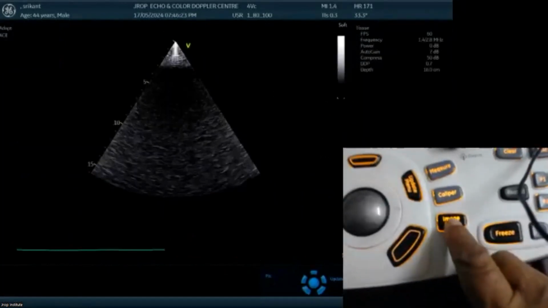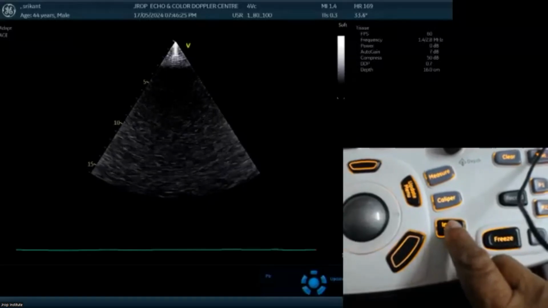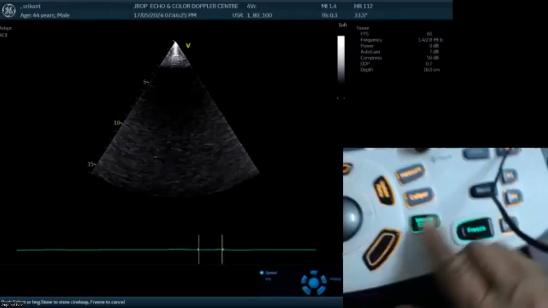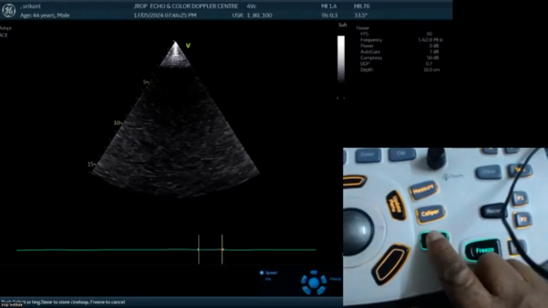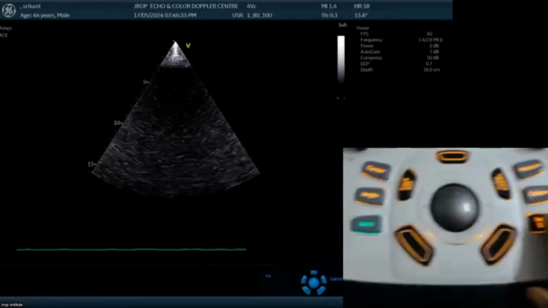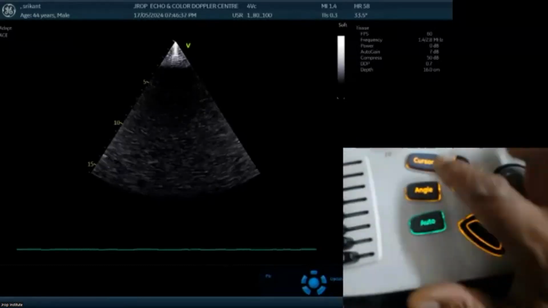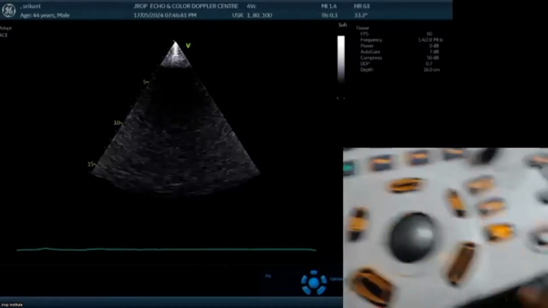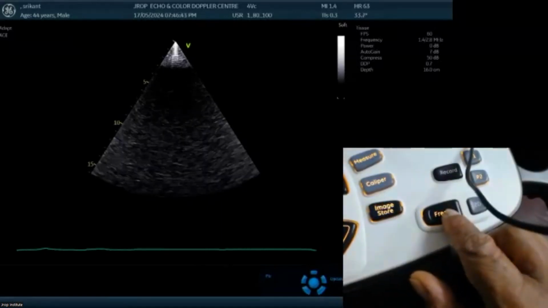Then image store. Here is a button for image storing. So I can store this image. This is a QRS cycle. I'm storing this image. And look, as soon as I store, it will come and occupy the left side of my screen. Then on the left hand side, this is auto, this is cursor, and this is angle. This is for 3 dimensions. And this is the freeze button.